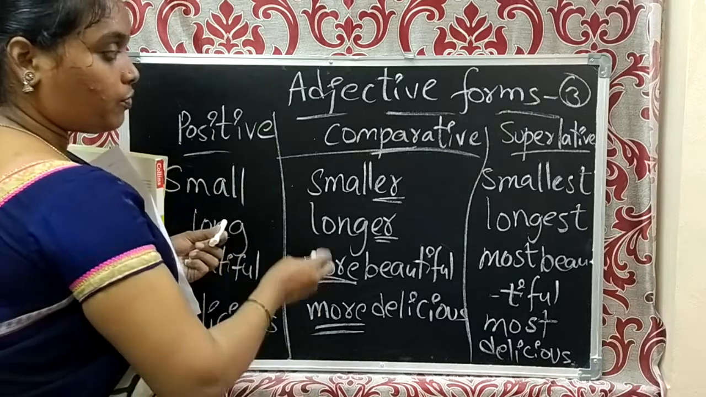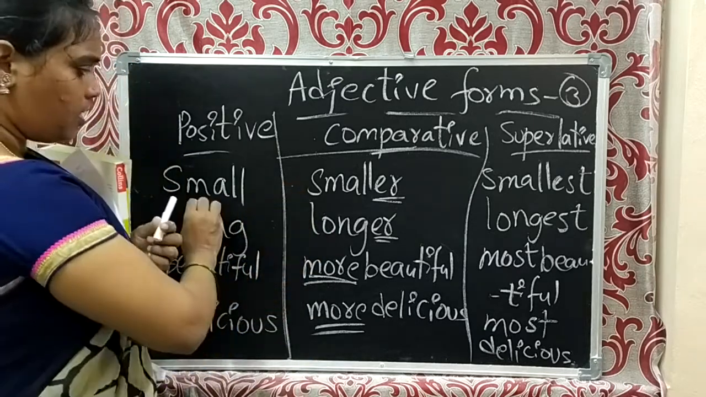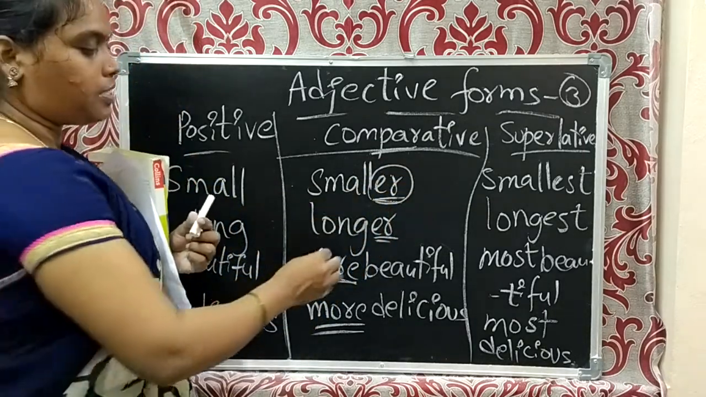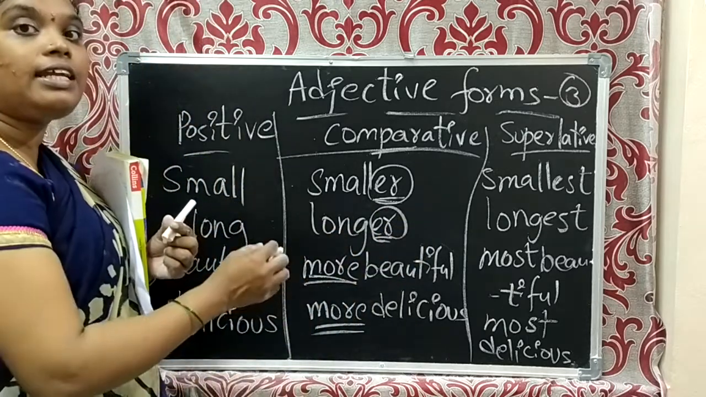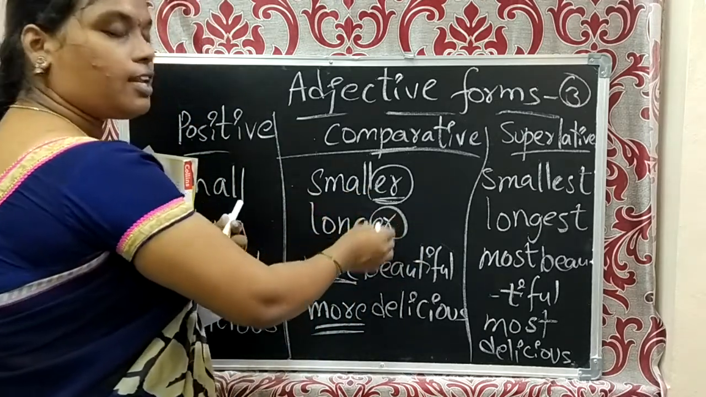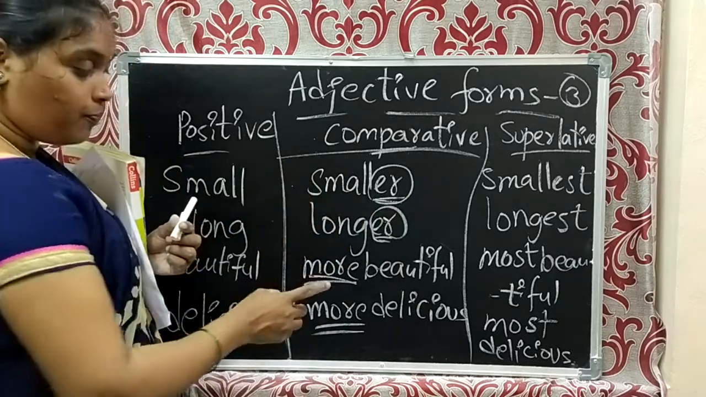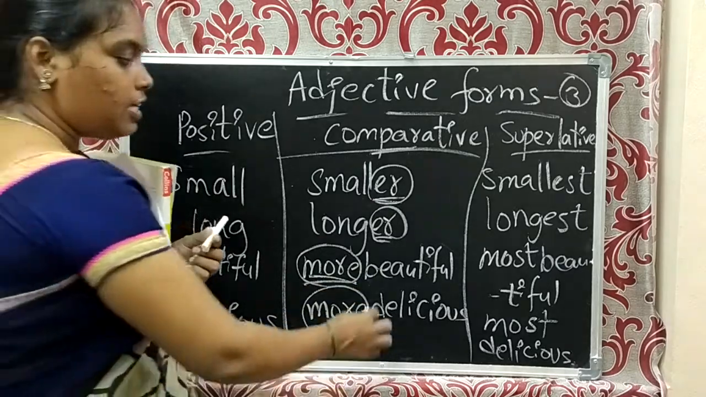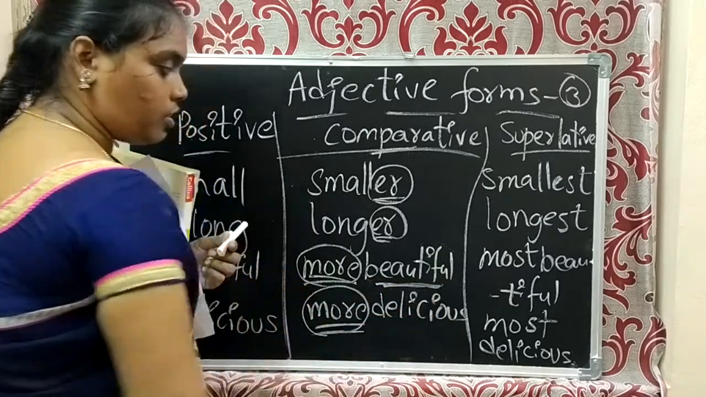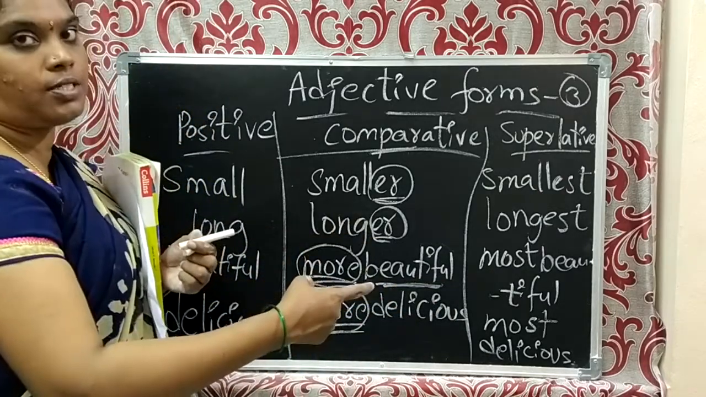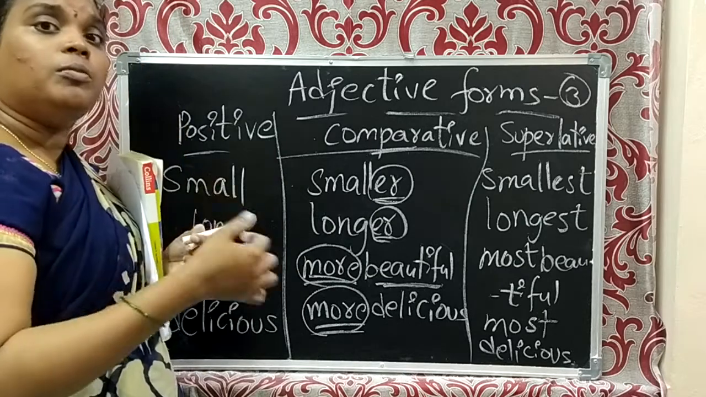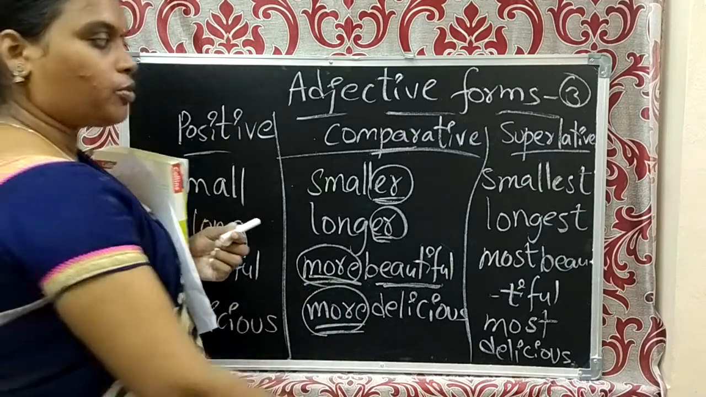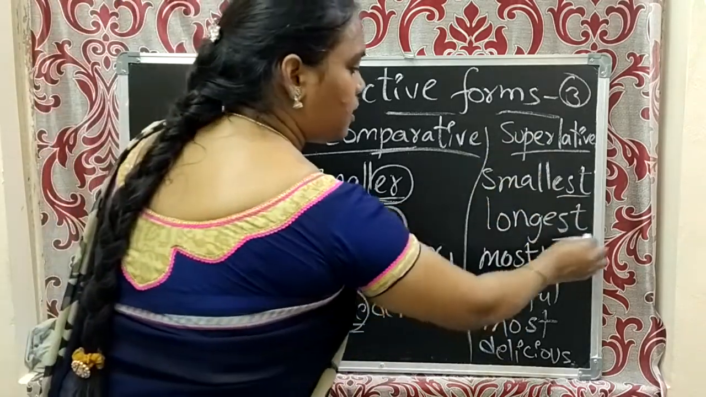Do you observe this? Small is the basic form. Then ER is added to the basic form. So ER is the indication of comparative. And here one more difference: more. These are words with more syllables, that means more than two syllables, so we are using more. Okay, this is superlative, EST.